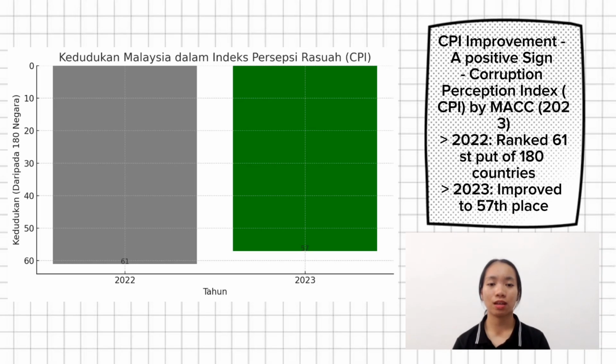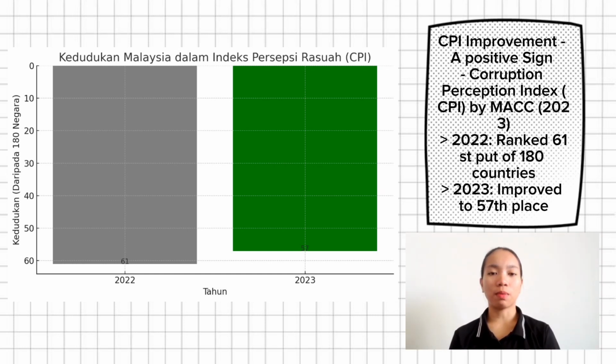According to the Malaysian Anti-Corruption Commission 2023, Malaysia improved its ranking in the Corruption Perception Index (CPI), moving up 4 places from 61st to 57th out of 118 countries. The bar chart above shows Malaysia's CPI performance in 2022 and 2023. In 2022, Malaysia was ranked 61st. However, in 2023, the country improved to 57th place, an increase of 4 ranks.